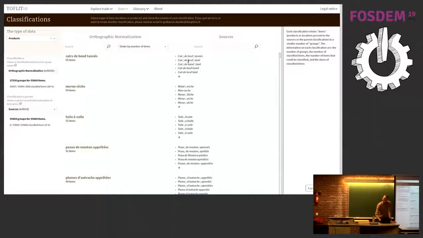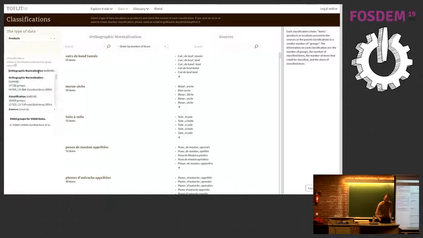So here you can see cuir de bœuf. Maybe you can see, yeah. You have different spellings: Maurice Séché, Maurice Sèche, we have different spellings. Okay, so these are the sources. And we aggregate them into one, like 65 different versions of cuir de bœuf tanné. The sources have been aggregated into one group in the orthographic normalization.